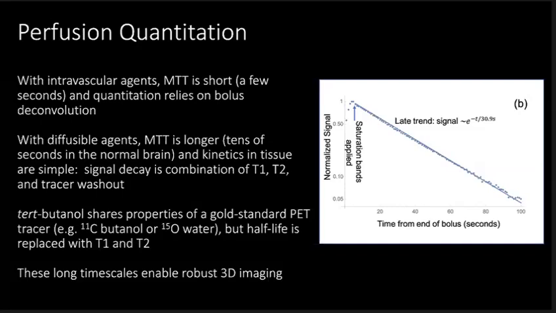And I'll just say, originally the dream here was that T-butanol shares the properties of gold standard PET tracers in terms of its diffusibility and so forth. It's like 11C-butanol or 15O water. But the problem, of course, is we don't have a fixed half-life. We have T1 and T2, and those are going to depend on what tissue you're in, what kind of imaging sequence you're using, and so on and so forth.